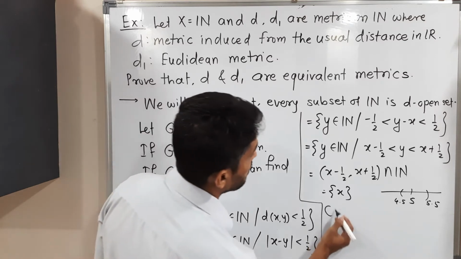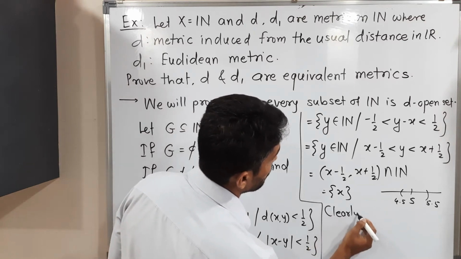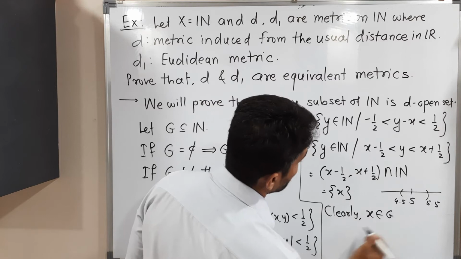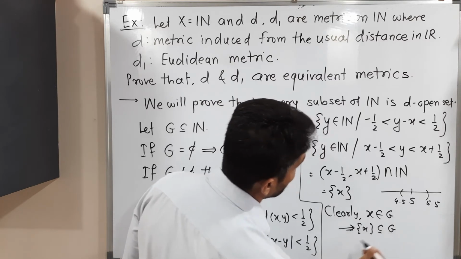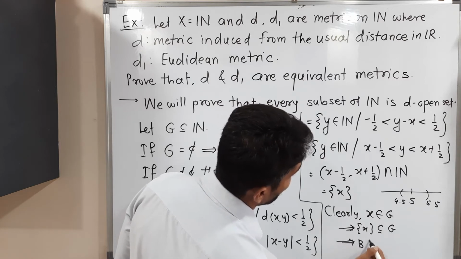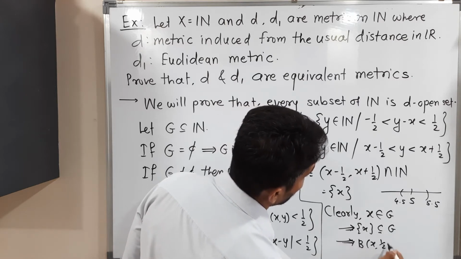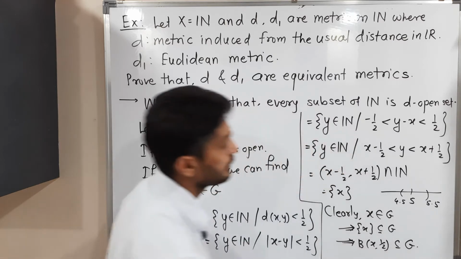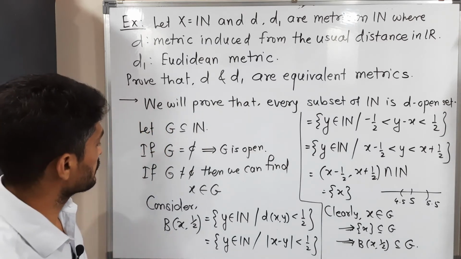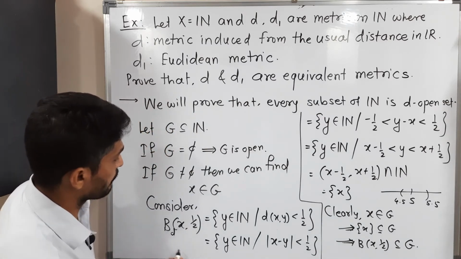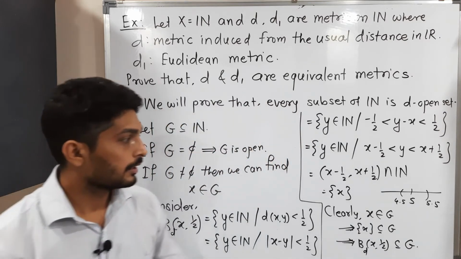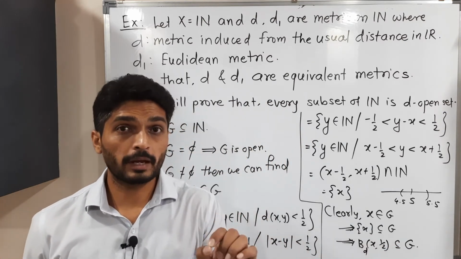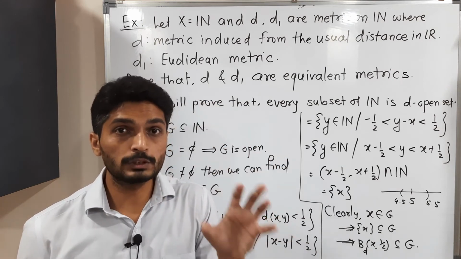I will write clearly. x belongs to G. So therefore singleton x is a subset of G. Singleton x means the open ball with center x and radius 1/2 is a subset of G. This is the D open ball. We had taken one point and we found one ball which is a subset of G.